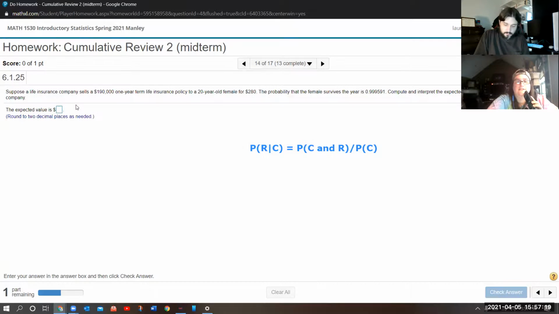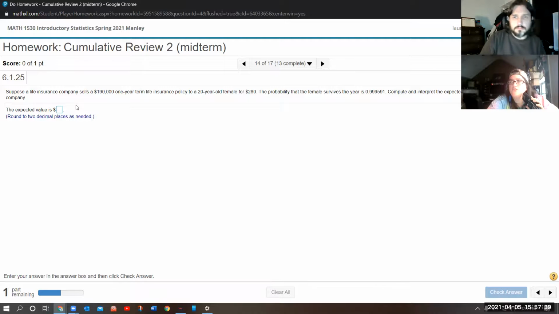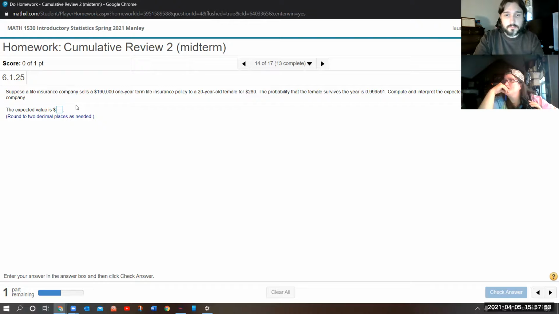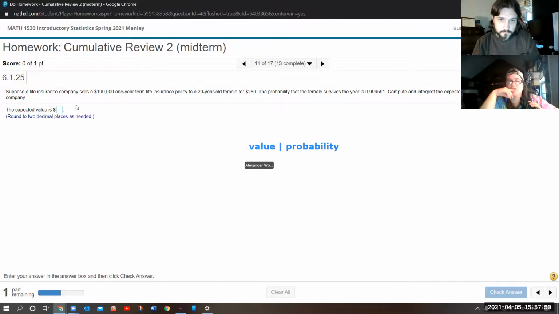Yeah. So suppose a life insurance company sells a $190,000 1-year term life insurance policy to a 20-year-old female for $280. The probability that a female survives the year. You do that by NAMI or whatever, don't you? Not here. Compute and enter the expected value of this policy to the insurance company.